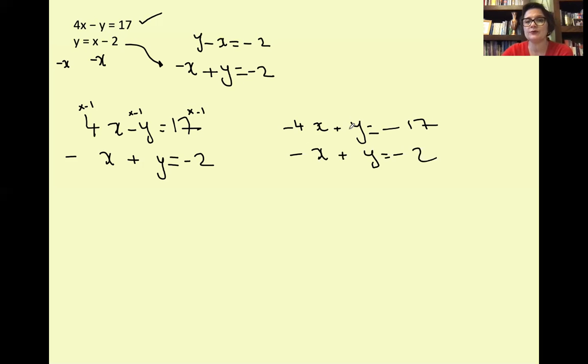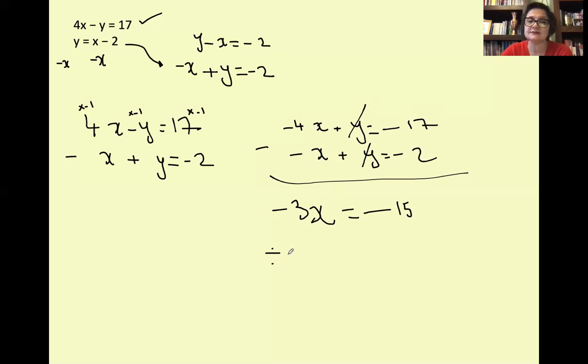And can you see how both y's have the same coefficient and the same positive sign? I can take away easily. Minus 4x minus minus x is the same as minus 4x plus x, so minus 3x. Cancel these two out, equals minus 17 minus minus 2, which is the same as minus 17 plus 2, so minus 15. I divide both sides by minus 3, so that I can get rid of the minus 3 here.